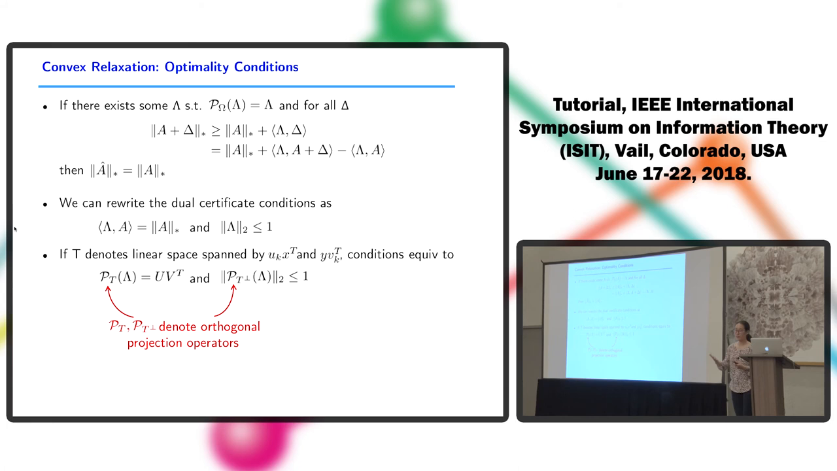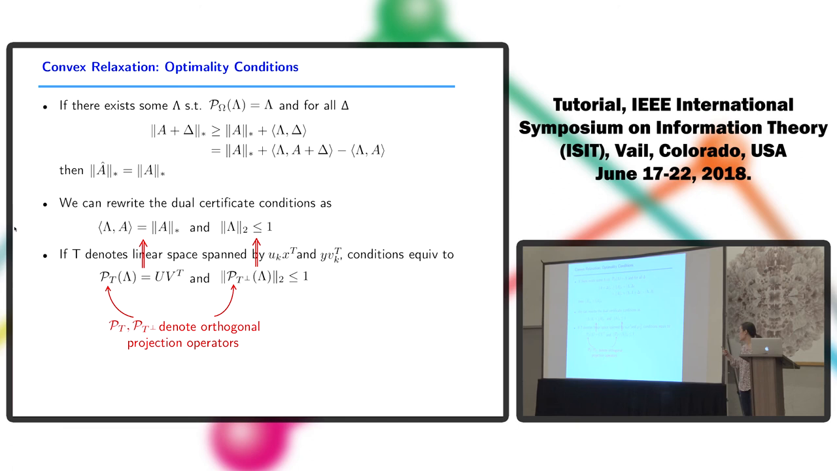So the conditions now become equivalent to saying that I'm looking for a lambda matrix, which again, recall, was only allowed to be supported on omega, such that the projection onto the space T is equal to UV transpose, and that actually implies that the inner product with A equals the nuclear norm of A. And also I want the spectral radius of lambda projected onto the space orthogonal to T to be less than or equal to 1, which implies the second condition, that the spectral radius of lambda is less than or equal to 1. And it just turns out that this will be a nice representation we'll see later. So great. We have a set of conditions, and all I need to do is say, can we find some dual certificate that satisfies it?